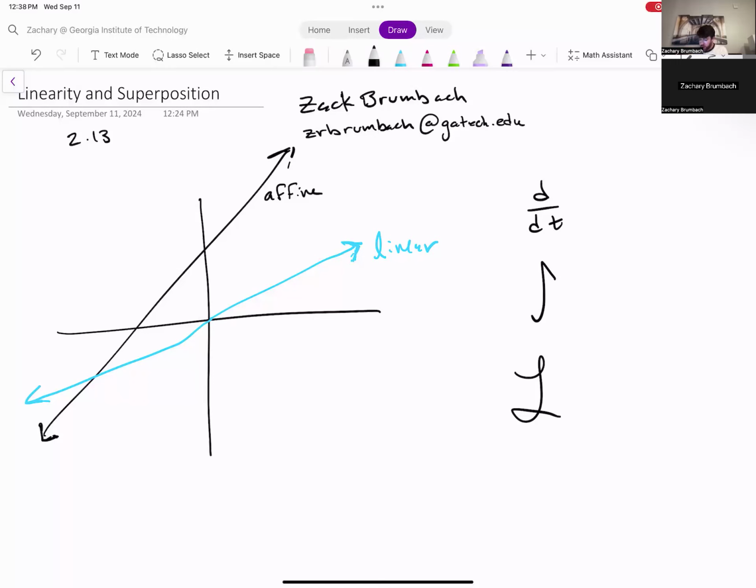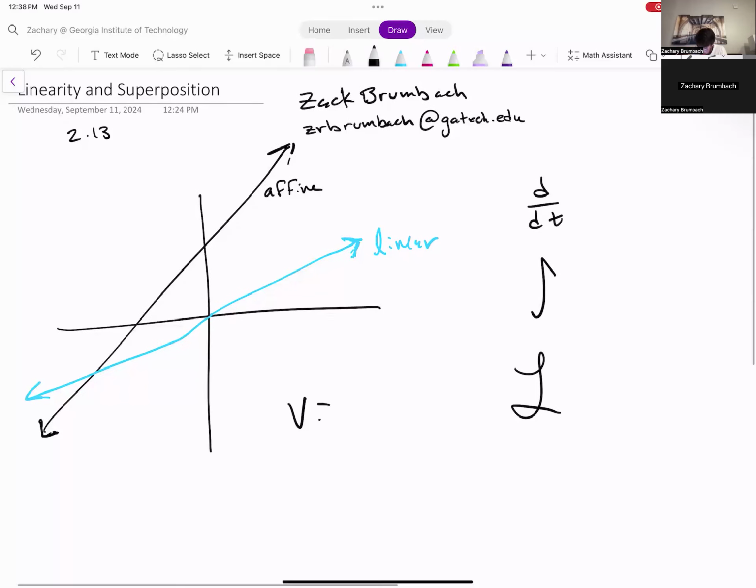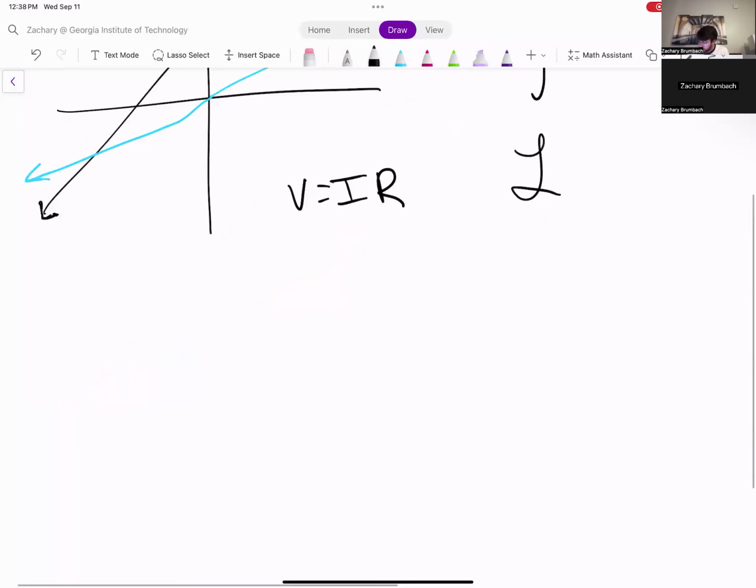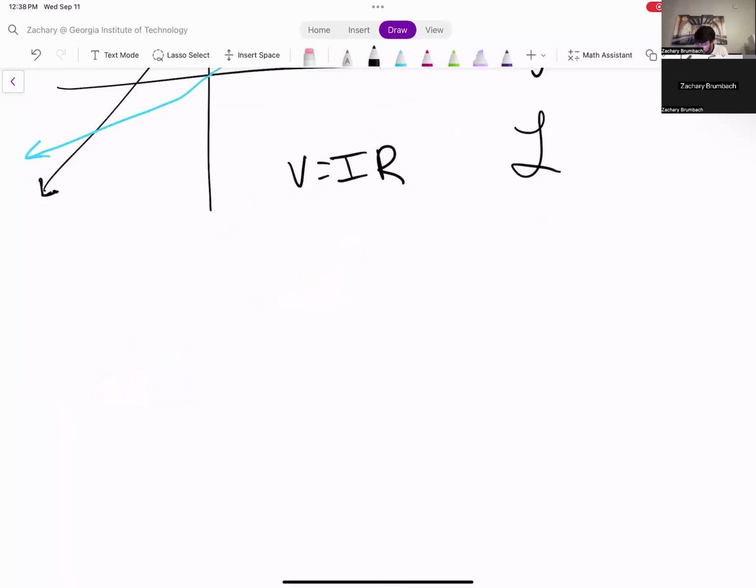What this looks like for this class is we start with the big function v equals i r. This is your linear equation that we'll be talking about. This is Ohm's law. The reason that this is linear, not affine, is because there's no plus something. It's just an input times a constant equals an output.